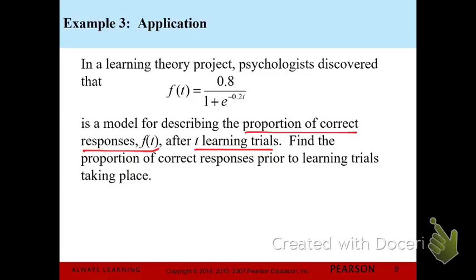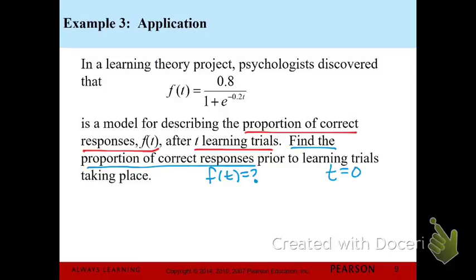So, let's read and see what we're after. It says find the proportion of correct responses. What are we after? T or F of T? F of T. Prior to learning trials taking place. What does prior to mean? Before. So how many learning trials have taken place? Zero. So they're telling me that the number of trials is 0.